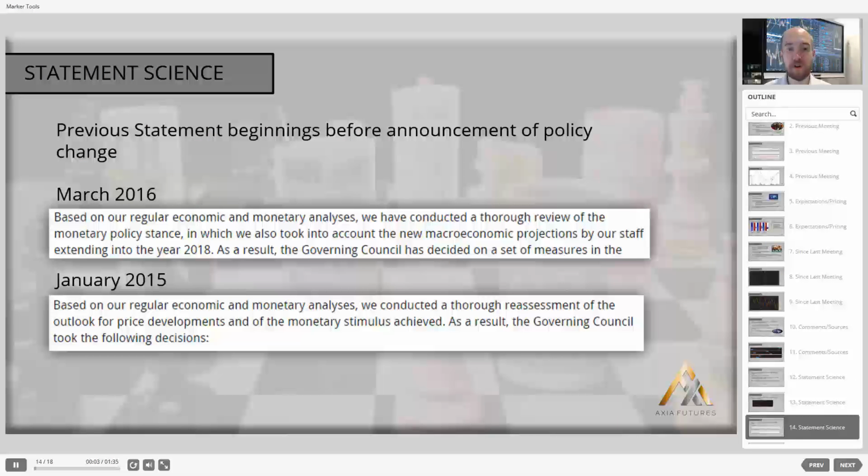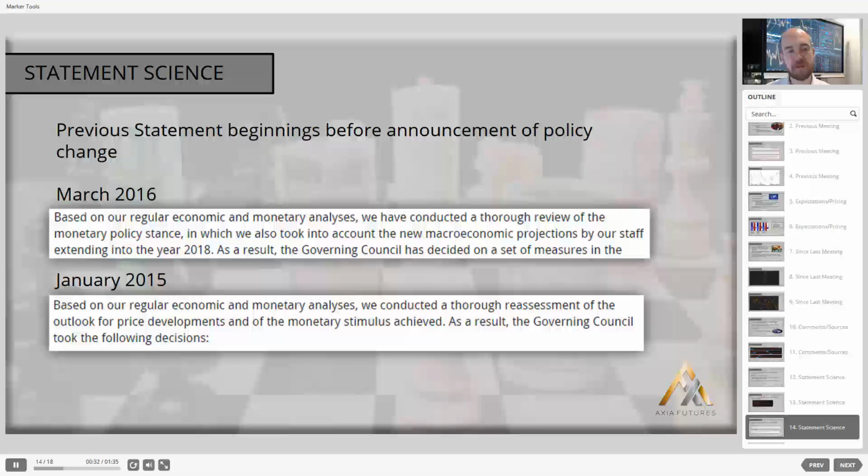Moving on, a quick look at previous statements and a look at how the statement starts if there's been a change in policy, and this is key. When there's a change in policy, you will often see a change in the structure of the statement, and that tone tells you what is likely to be, or at least that there is likely to be a change, and potentially, as you already know the expectations, it tells you what that change is going to be.